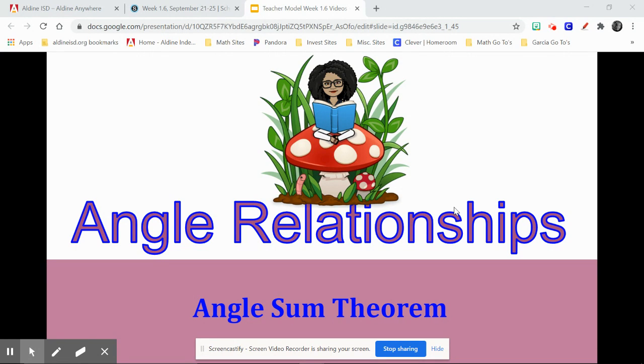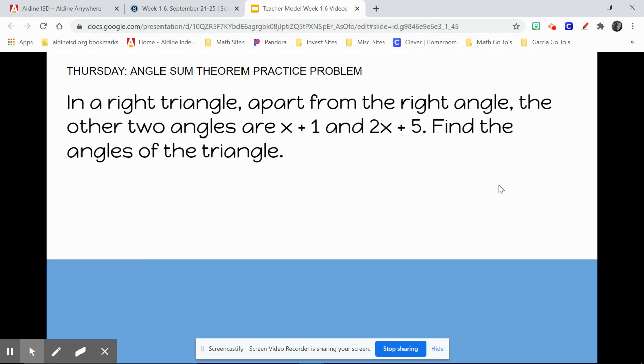We're still working with angle relationships, but today I'm going to share with you the angle sum theorem. Now, the angle sum theorem takes into consideration the measure of a triangle, which is 180 degrees, to help us determine the missing angles. So we can use that information to determine the missing angles.